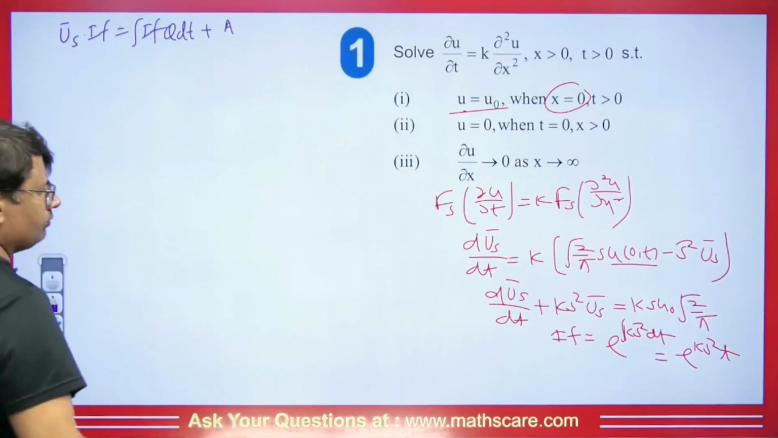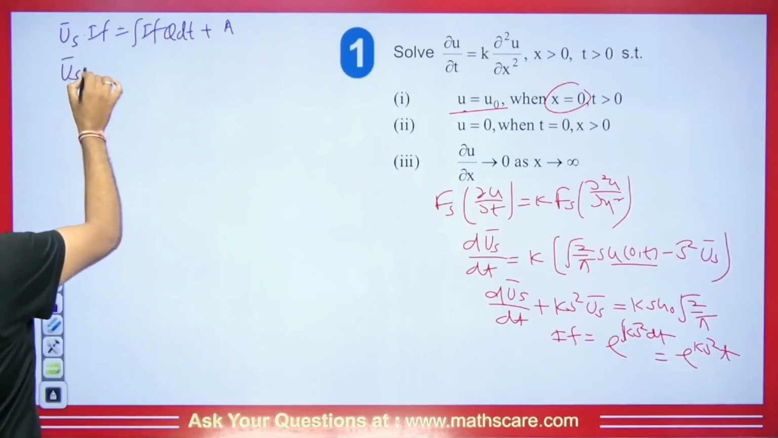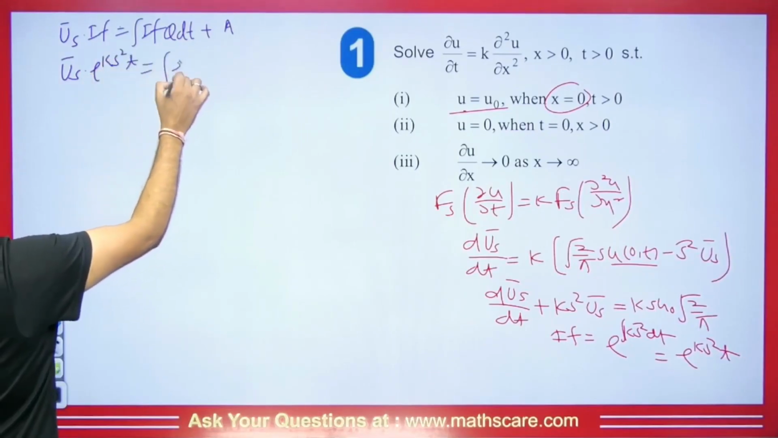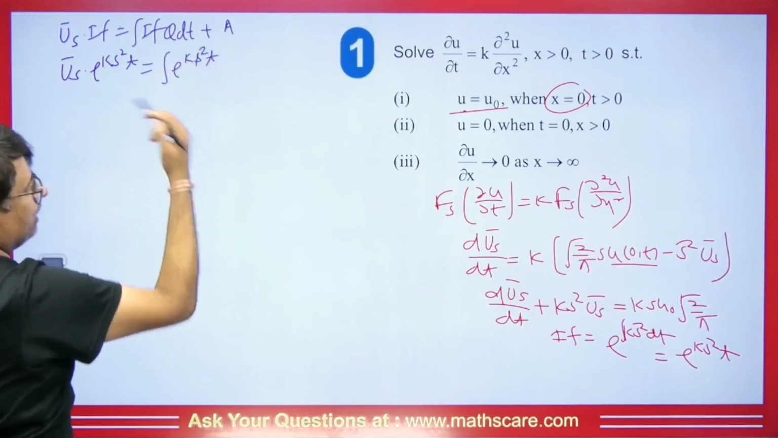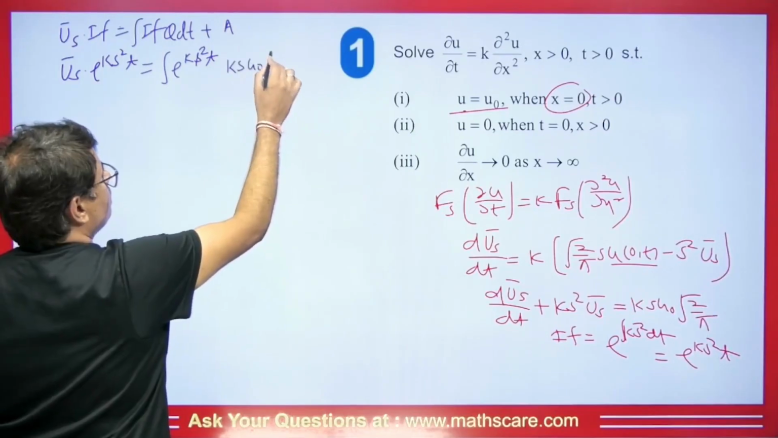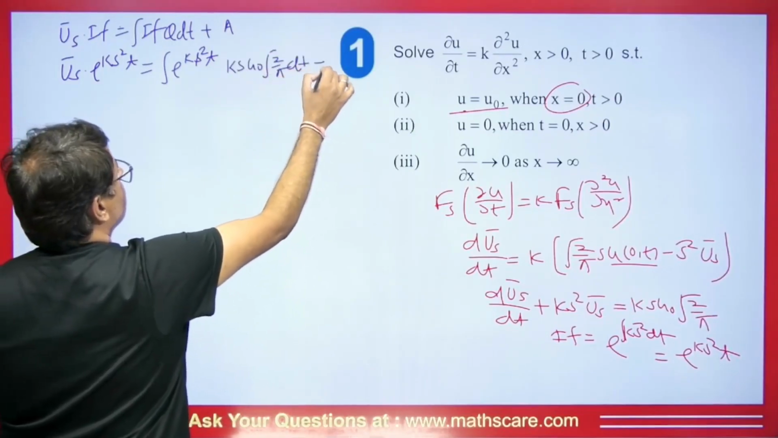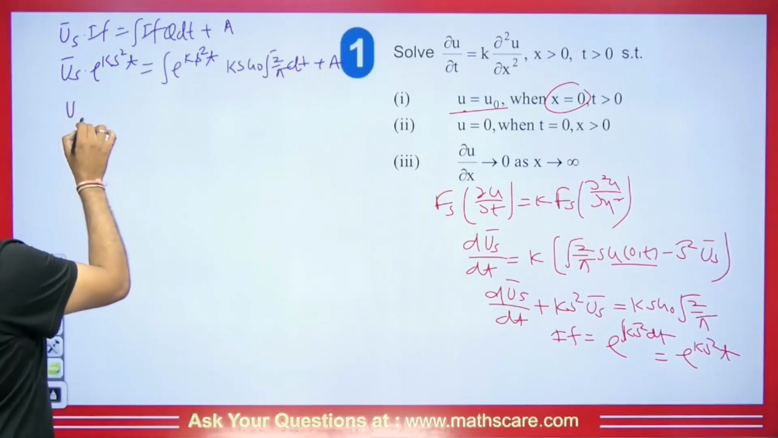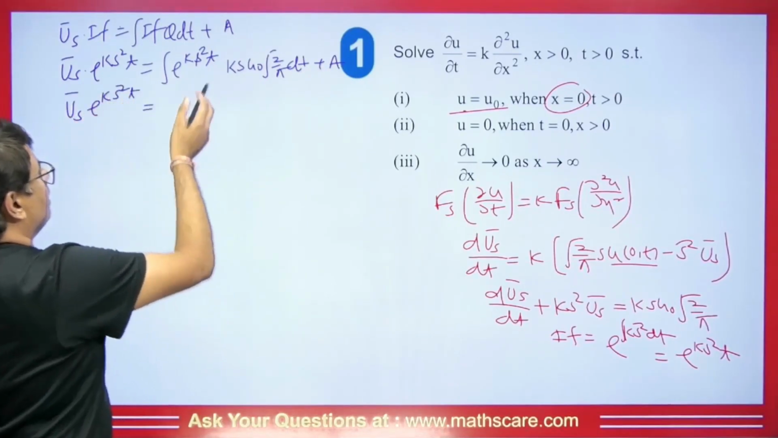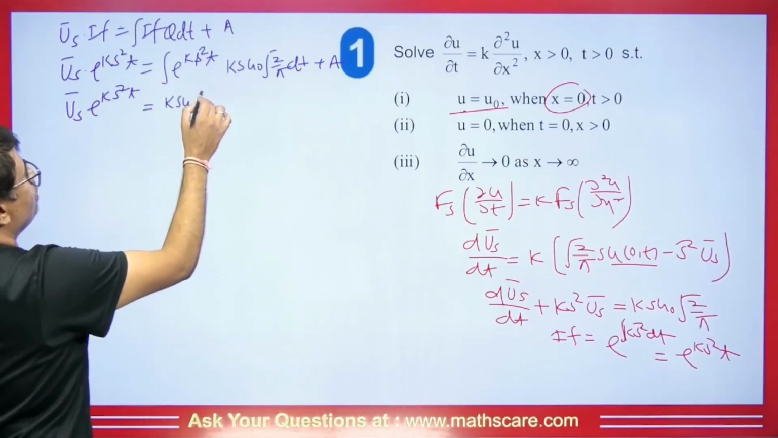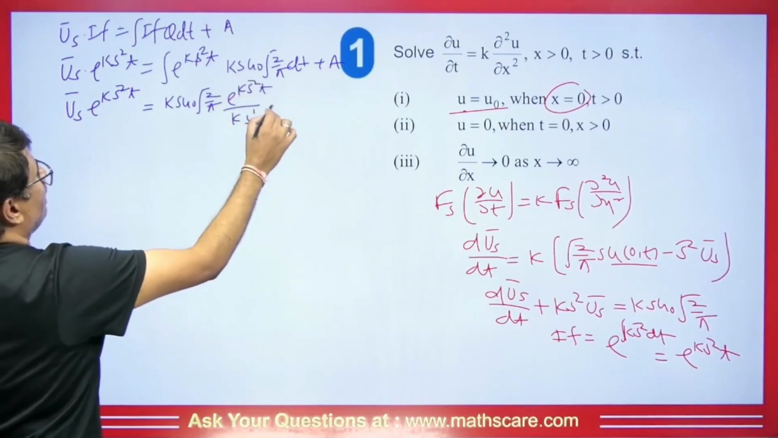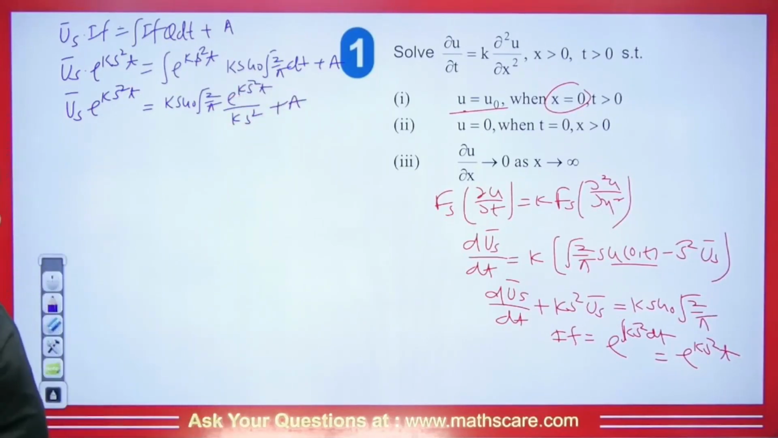Take a here, clear? So u bar s times e to the power k s square t is equal to the integration of e to the power k s square t times what we are getting as the value of Q, which is k s u0 root 2 upon pi, dt, plus a. Now here this will be u bar s and e raised to the power k s square t is equal to, what will we do here? This k s u0 root 2 divided by pi is a constant. Its integration will be e to the power k s square t upon k s square, and here plus a will come. And this is what we have here as its value.